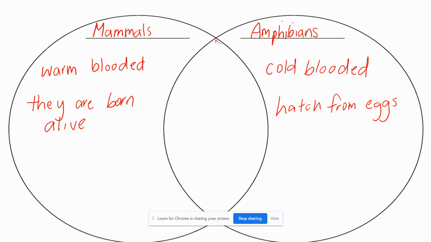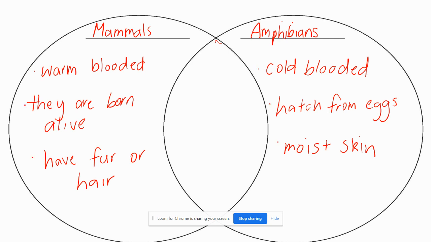And I'm going to think about the external features of these groups of animals. So thinking about the things on the outside that we can see. I'm thinking about their skin. And I know that amphibians have moist skin. If we think about one of the frogs, their skin almost looks wet. It looks quite moist. So I'm going to put here moist skin. And I know that mammals usually have fur or hair.